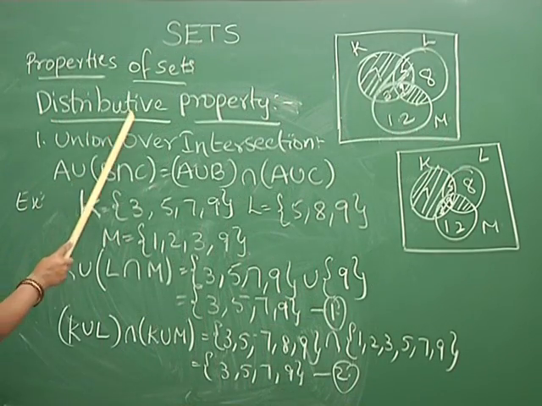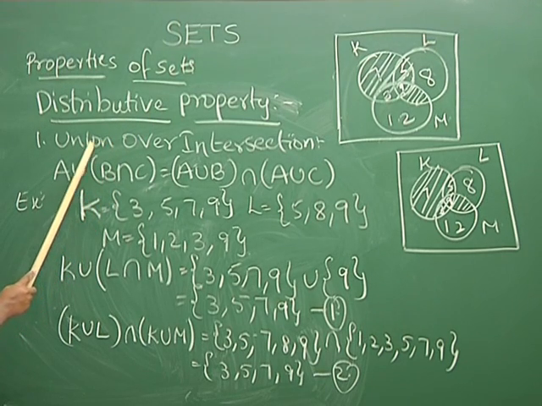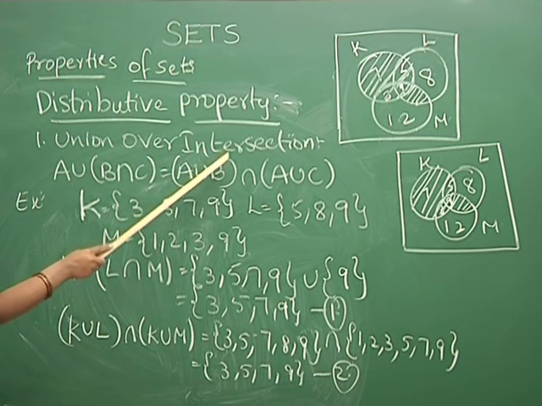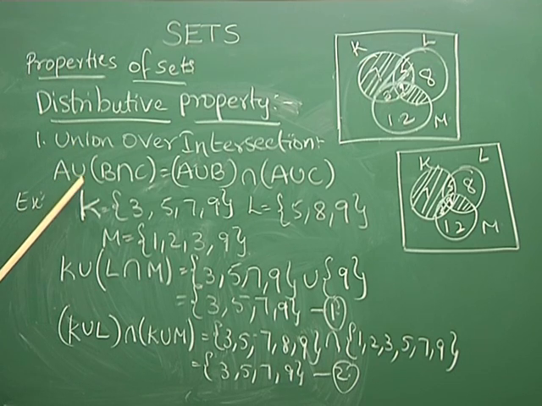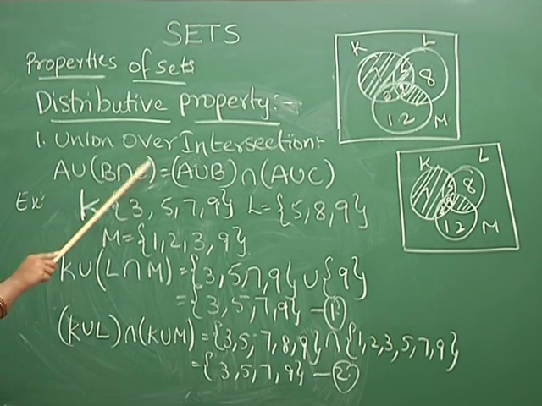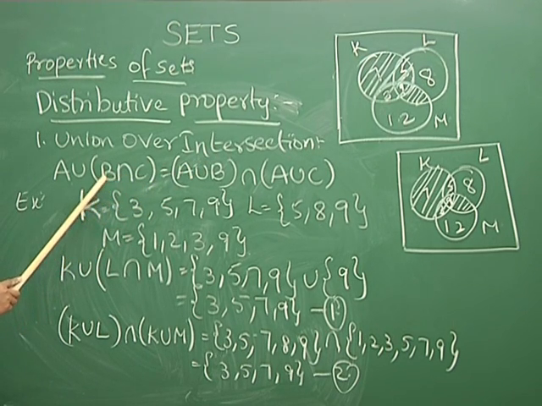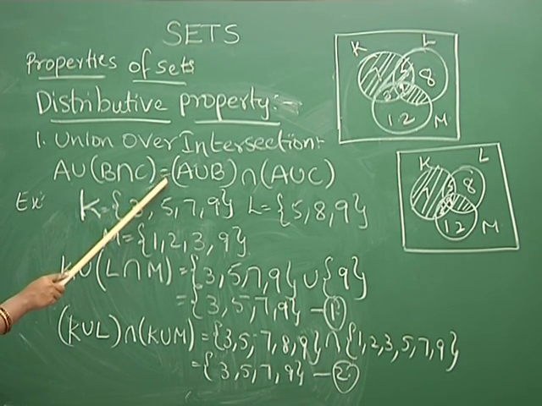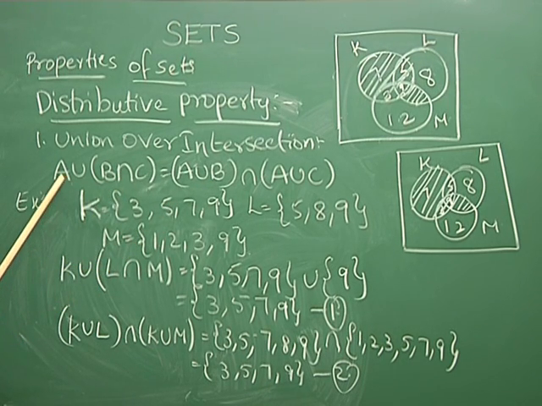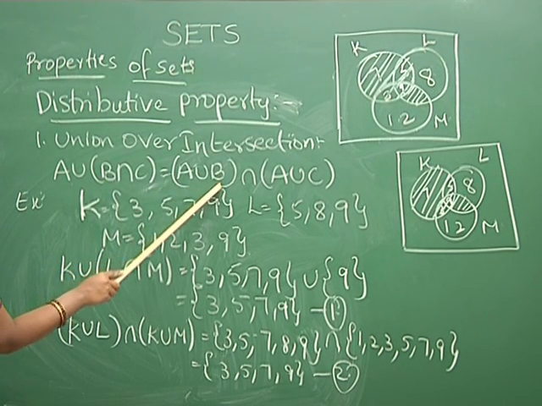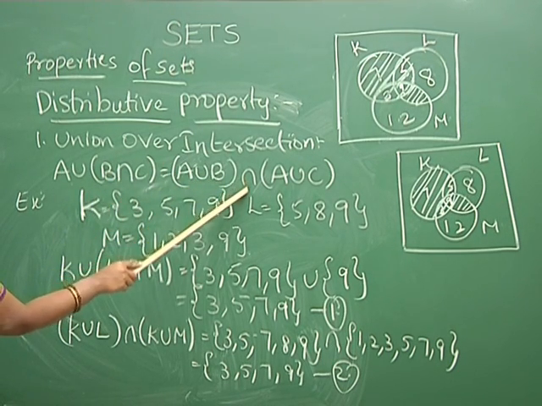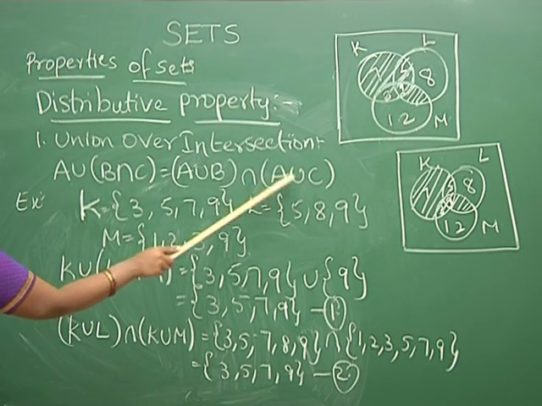The next property is the distributive property. In this also we have two types, union over intersection. In the exam, instead of learning the property, learn according to the words union over intersection. Since union is the first word, A union, over indicates brackets, intersection means B intersection C is equal to, when we are learning the property, multiply this A union to B. A union into B is A union B. Next the intersection symbol here, A union into C is A union C.